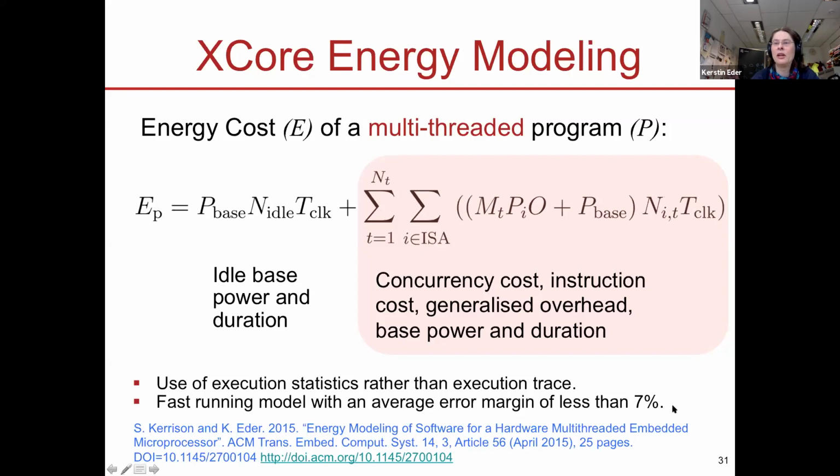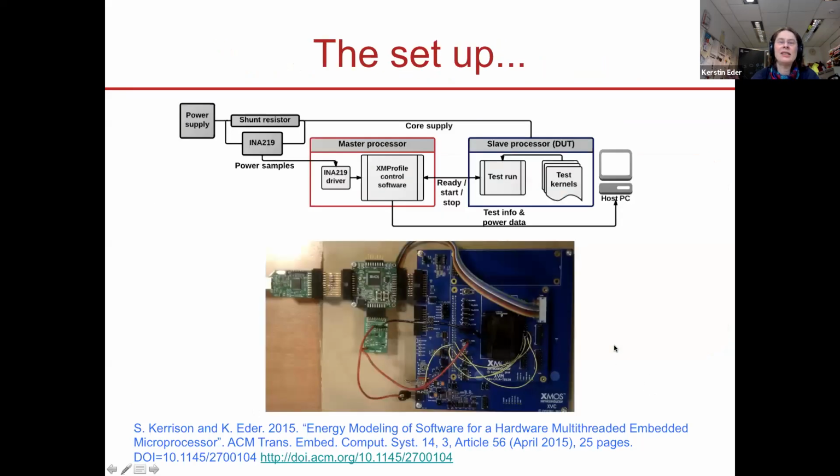Okay, so this is the setup. How did we do this? This was prior to us having the energy shield available. So what did we do? We intercepted the power supply. That's the power supply that would normally go into the design under test. So that's the XMOS-X core.